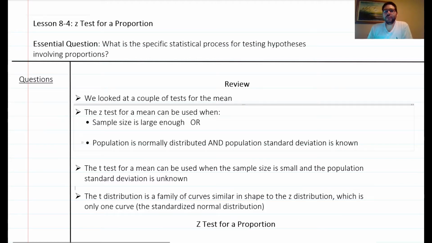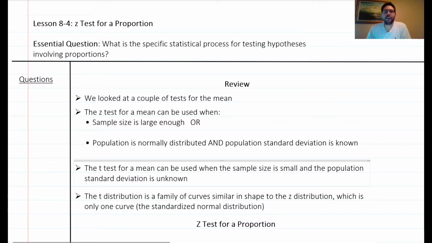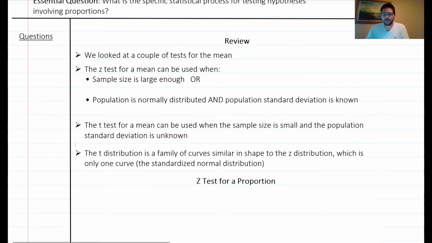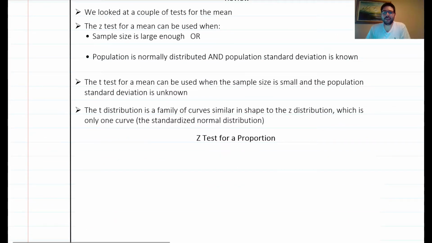And then the t-distribution we mentioned in the previous lesson is essentially a family of curves that resembles the z-distribution, having that characteristic symmetric shape, but the type of curve that you use depended on your degrees of freedom. And we calculated that by taking the sample size minus 1. So remember that the z-distribution is only one curve, the standardized normal distribution, whereas the t-distribution is a family of curves. All right, so that's what we did over the past few lessons.